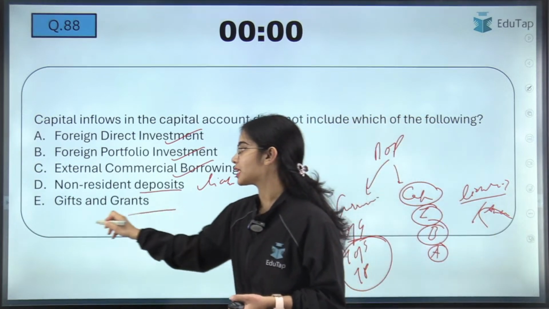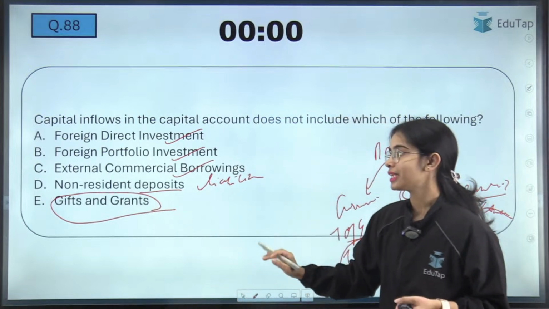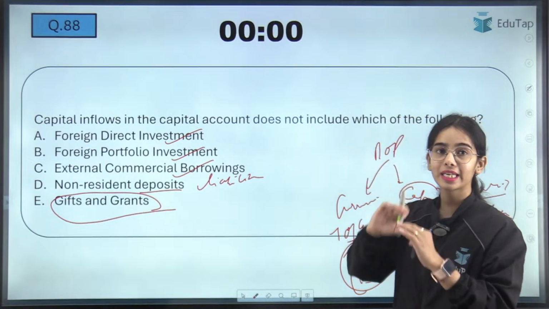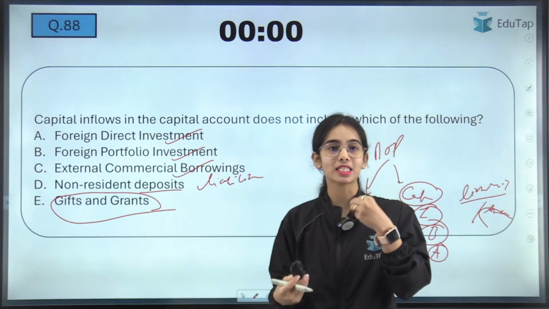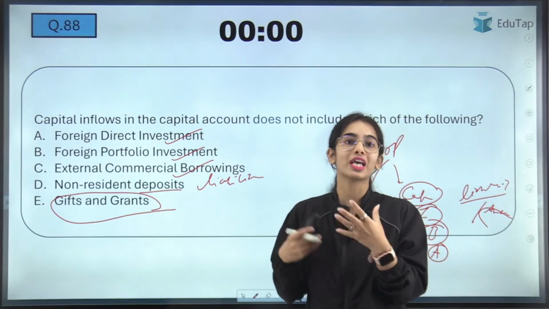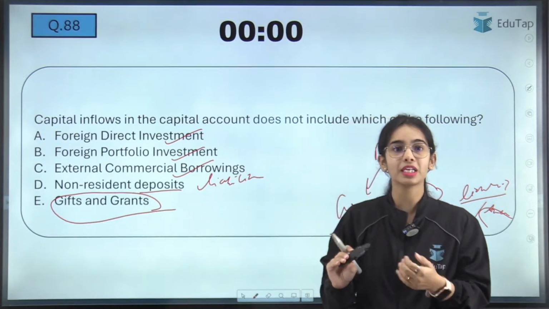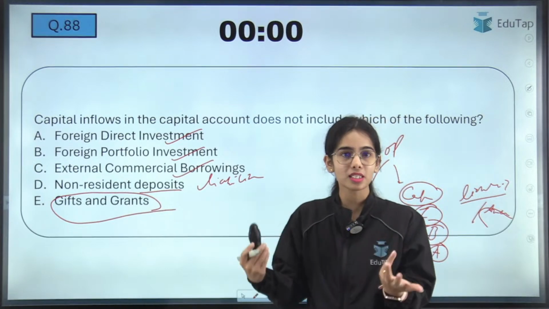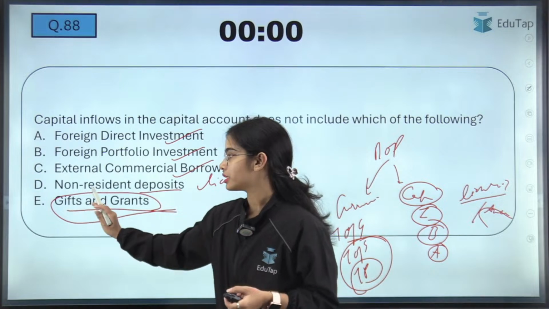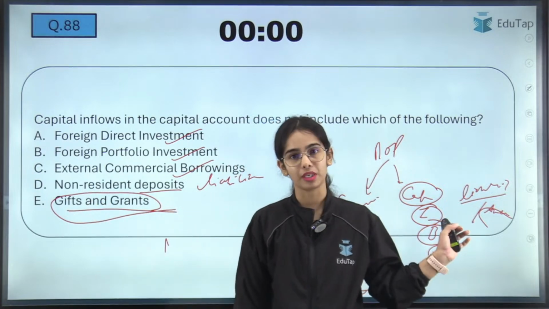Now coming to gifts and grants. Gifts and grants are included in the transfer payments. We are getting grants or giving grants, getting gifts or giving gifts. That is not a liability or an asset. We will not get the money back if we have given it, and if we have taken the money, we do not have to return it. That is the meaning of gift or grant. So this is a part of the current account, not the capital account. Got it?